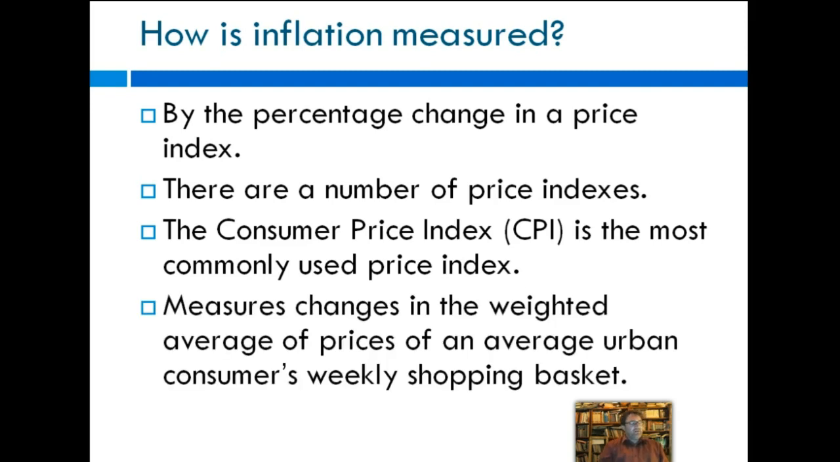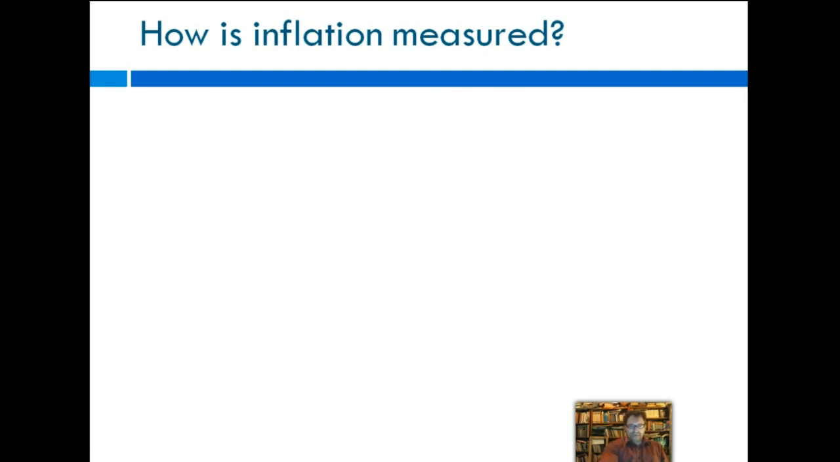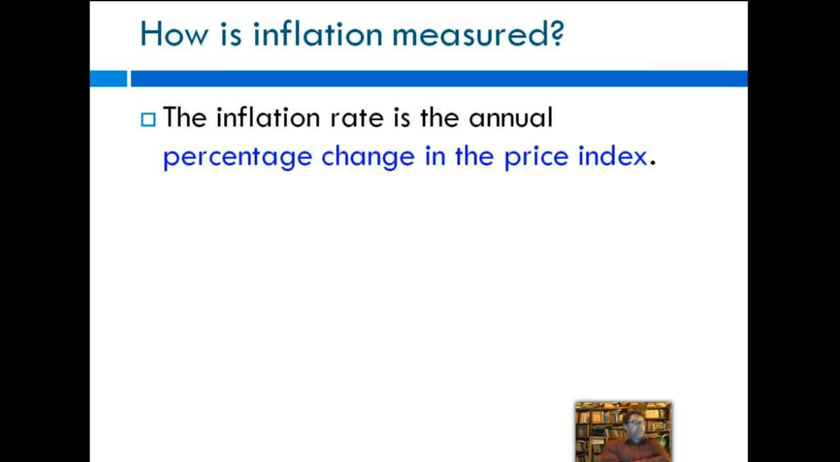Now, this measures a weighted average of prices of the goods and services purchased each week by the average urban consumer or household. So the Australian Bureau of Statistics surveys households, finds out what the average household puts into their shopping basket each week, draws up that shopping list for itself, and then it goes shopping each month to find out what's happened to the general level of prices of that shopping basket. So once it's found that out, it can then say what's happening to the price index.